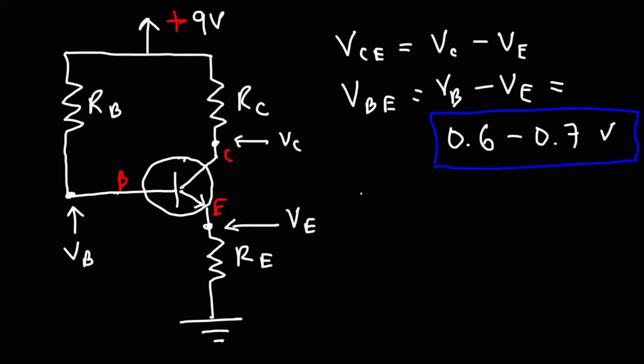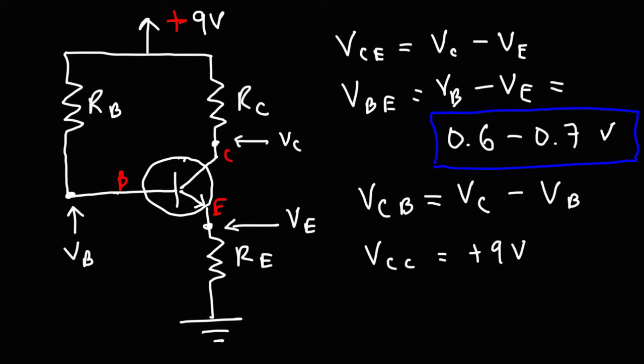The last one you need to be familiar with is VCB. This is the difference between the potential at point C and the potential at point B. Now another one, which is quite different from the previous three, is VCC. This is the collector supply voltage. In this case, it's going to be positive 9 volts. It's basically what you see here.